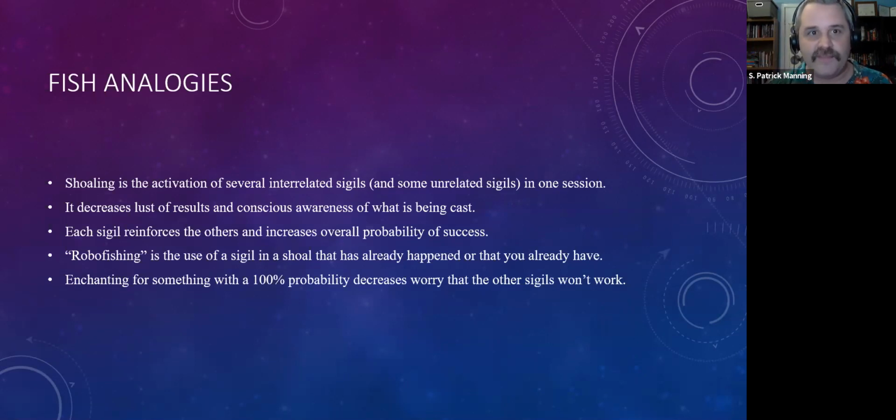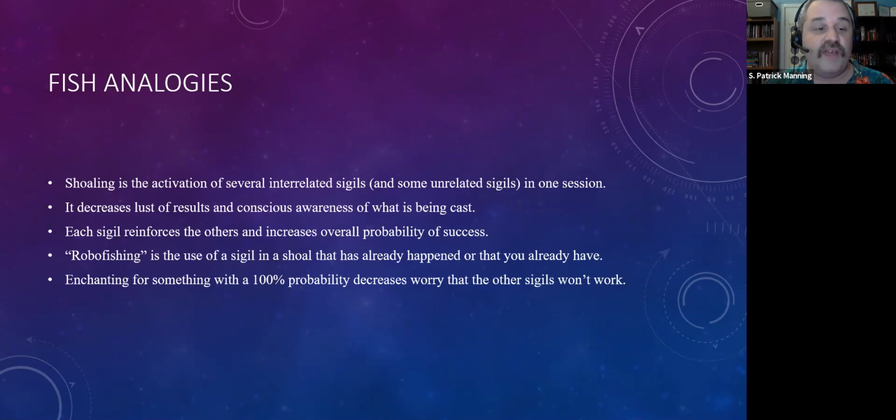And then you become more detached from it, which can improve your chance of this being successful. Like I said, every sigil reinforces the other and increases the overall probability of success. Imagine a school of fish. You've got a whole bunch of them swimming. One diverts one way, a couple others around it will go that way, and soon the whole school will turn after it. So it's a good way of getting all of those to connect together and to work together.